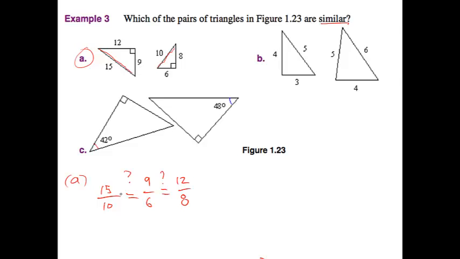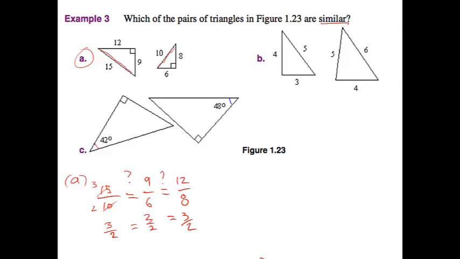And now you may remember that we can simplify each of these fractions, and they should all simplify to the same thing. 15 divided by 10, we can cancel a factor of 5. If we divide top and bottom by 5, this becomes 3, this becomes 2. So this is equal to 3 halves. And 9/6, if you divide these by 3, then this is also 3 halves. And if you divide these by 4, you also get 3 halves.